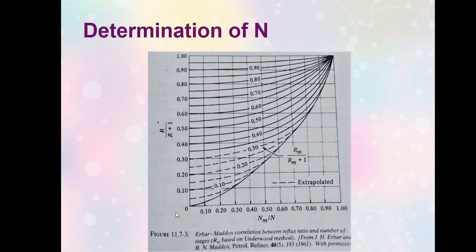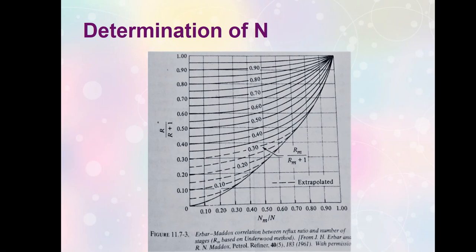Now, as to determining the number of stages without having to draw it or doing a graphical approach, you have a similar figure to this in your handbook. I only got the one that is available in the textbook for illustration purposes. What you have here on the horizontal axis is N sub m over N. Meaning, if you have the value of this already, together with the minimum number of stages, the N sub m, you'll be able to get the theoretical number of stages.